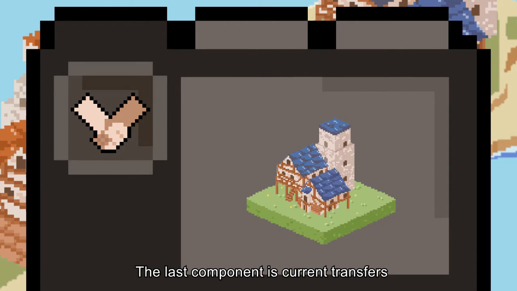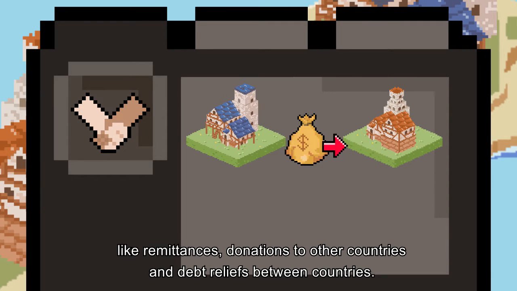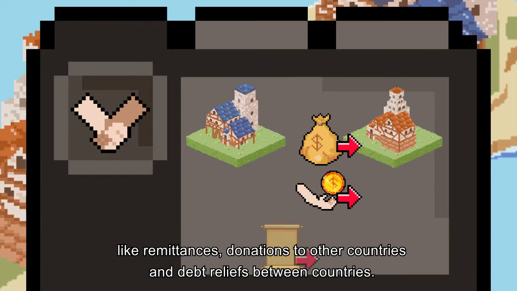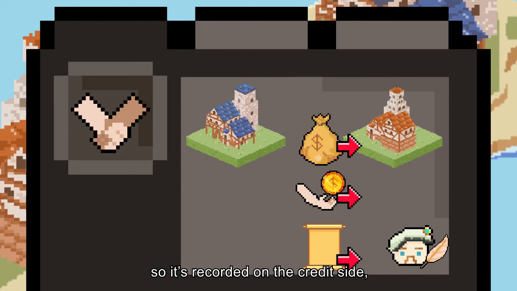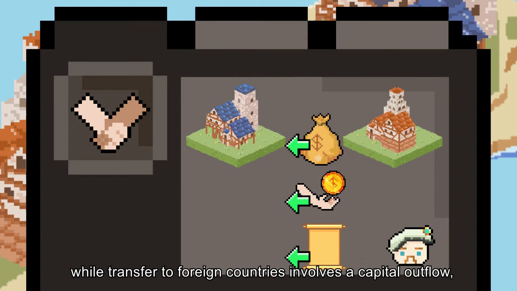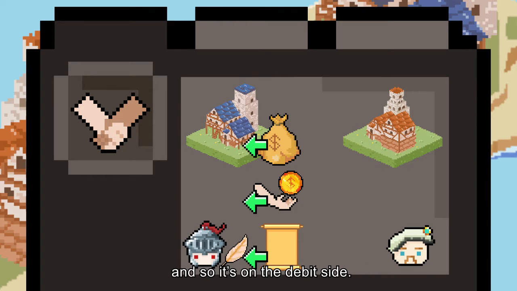The last component is current transfers, which mainly records those unilateral cross-border transfers like remittances, donations to other countries, and debt reliefs between countries. Transfer from abroad involves a capital inflow, so it's recorded on the credit side, while transfer to foreign countries involves a capital outflow, and so it's on the debit side.